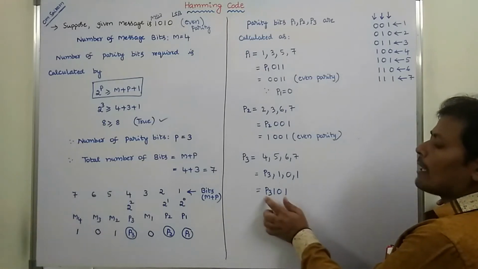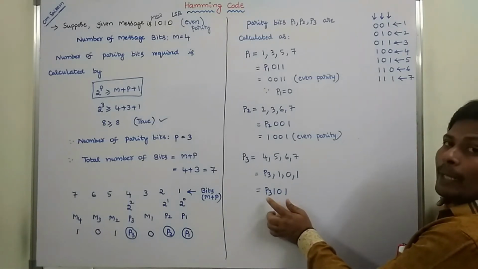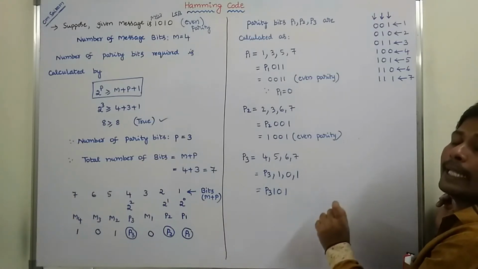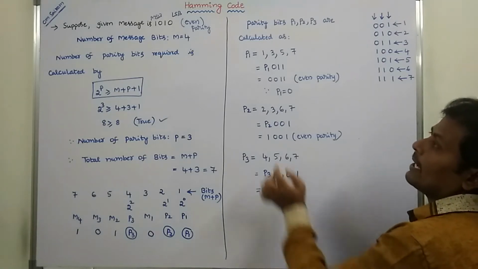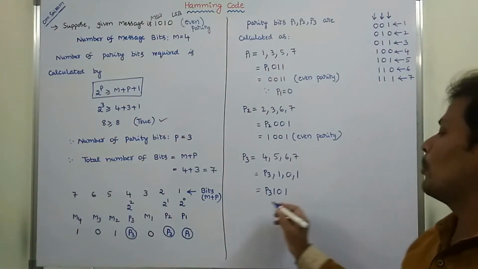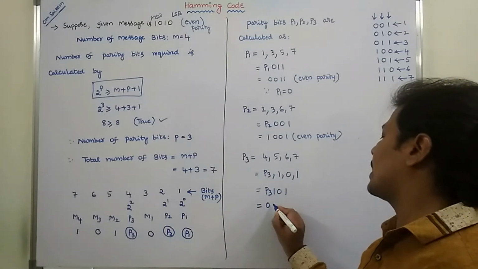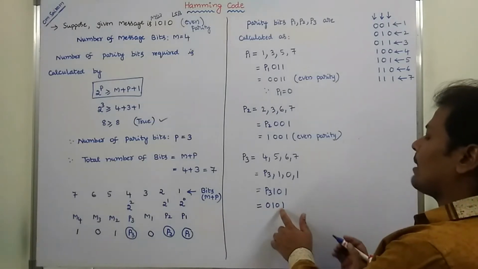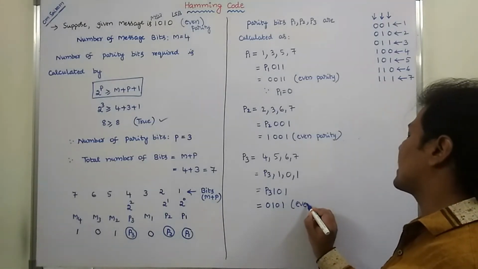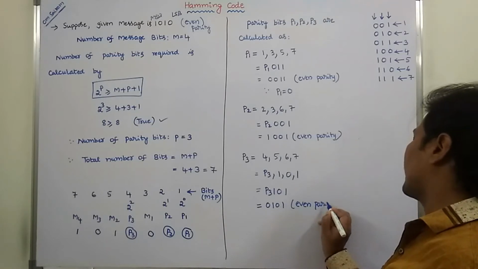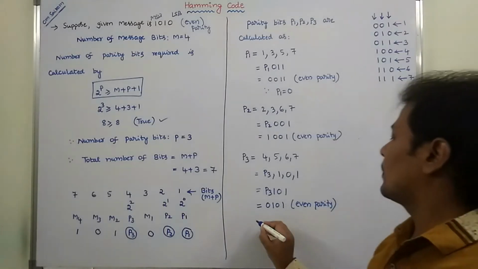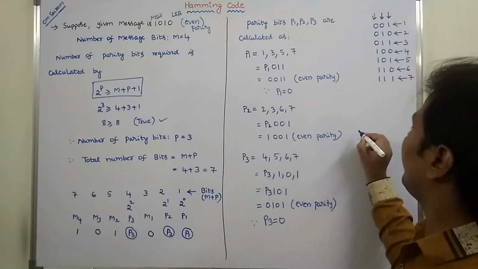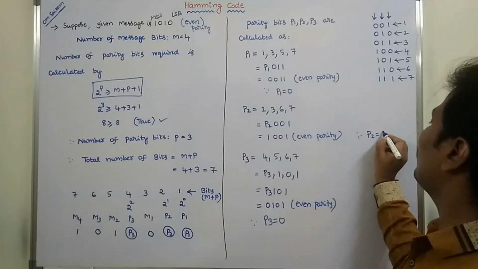How many ones are there? Without considering P3, two ones are there. Two ones is nothing but 2. 2 is nothing but even parity. The message is sent with even parity. So by considering this, P3 value 0, then it becomes 0 1 0 1. So already two ones are there. Then it is sent with even parity. Okay. So therefore P3 is equal to 0. Here P2 is equal to 1.